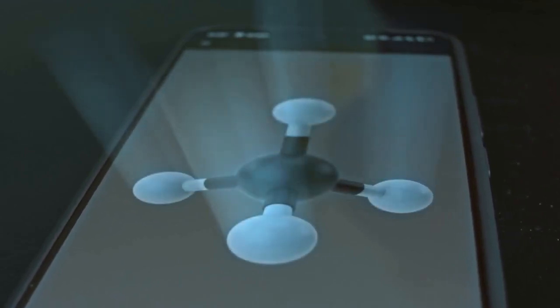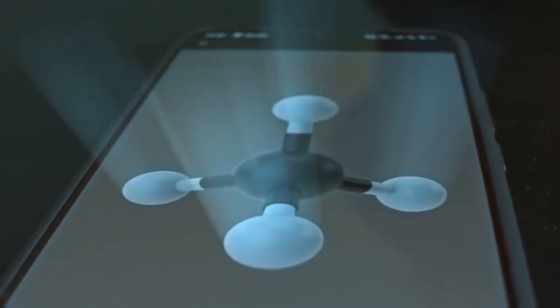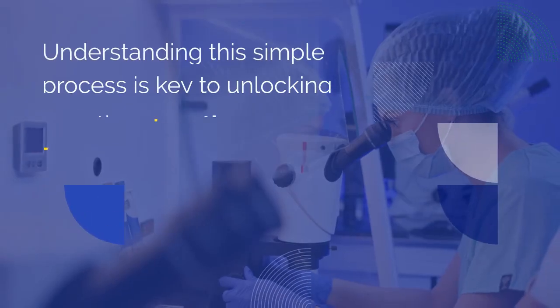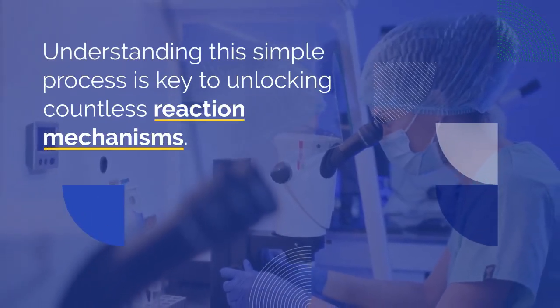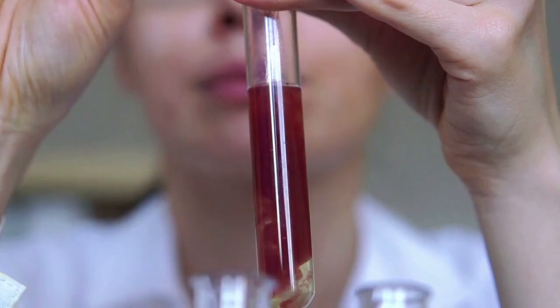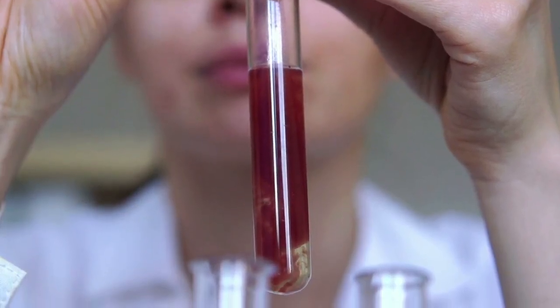Hello and welcome. Today, we are going to break down one of the most fundamental concepts in organic chemistry, deprotonation. Understanding this simple process is key to unlocking countless reaction mechanisms. So, what exactly is deprotonation?